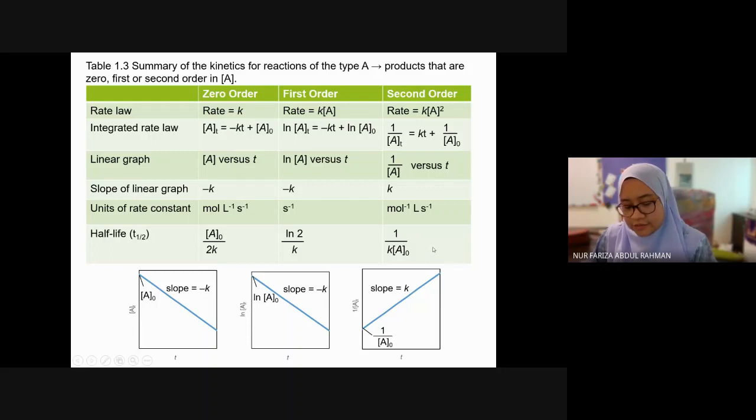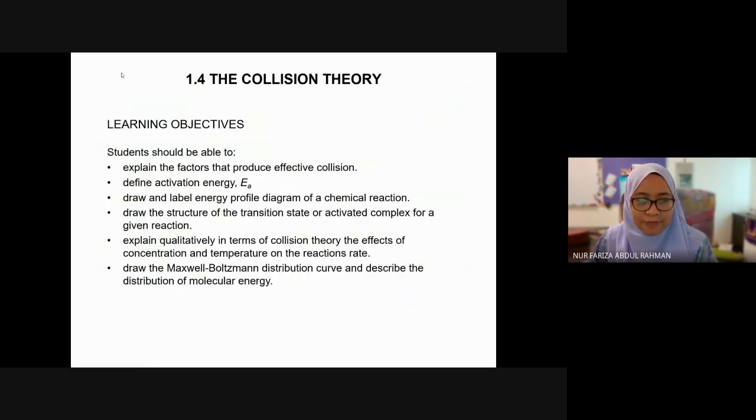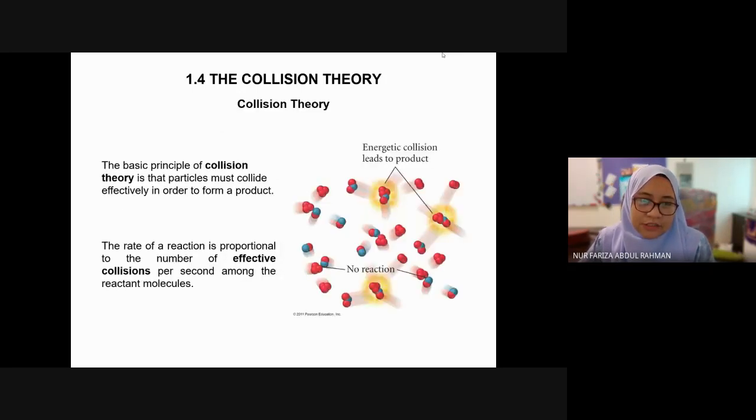Okay, alright, so this is the summary for topic 1.3. Ya, baru topic 1.3, kita ada sampai 1.7. Okay, 4 more subtopics to go. Okay, right. So now let's proceed to 1.4, the collision theory. As you can see, the learning objective for this subtopic is also a lot. Banyak juga dekat situ that you need to make sure that you cater all of this once you have completed this subtopic. Okay, alright. Collision theory.